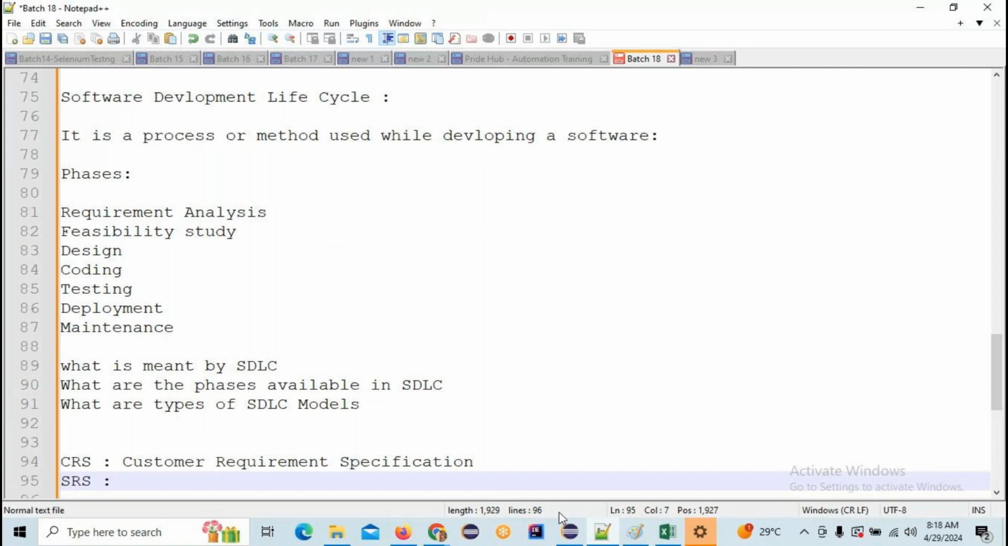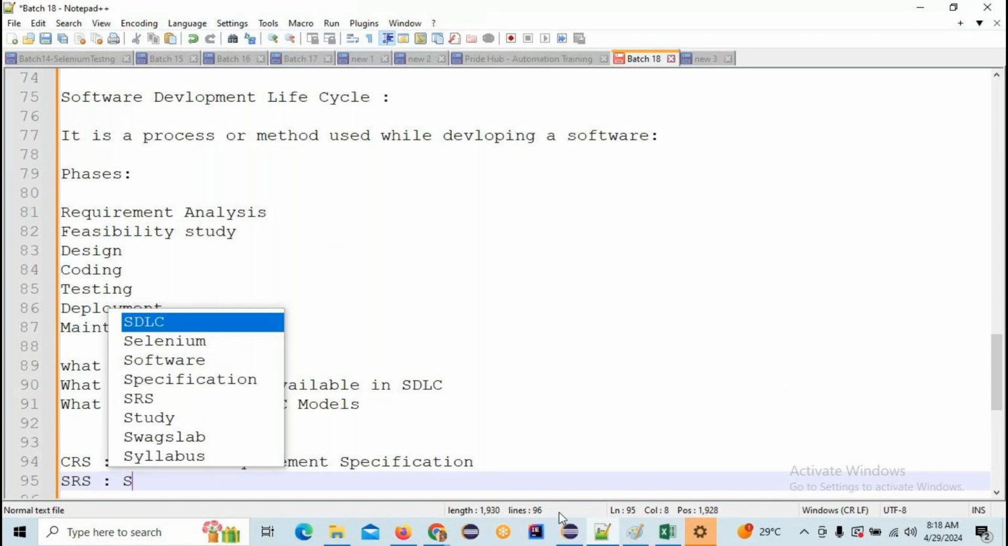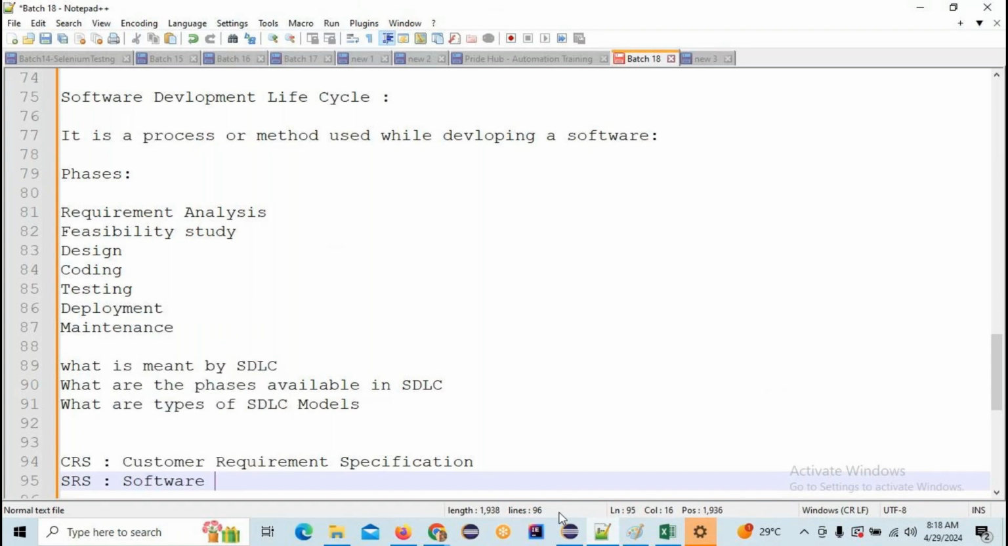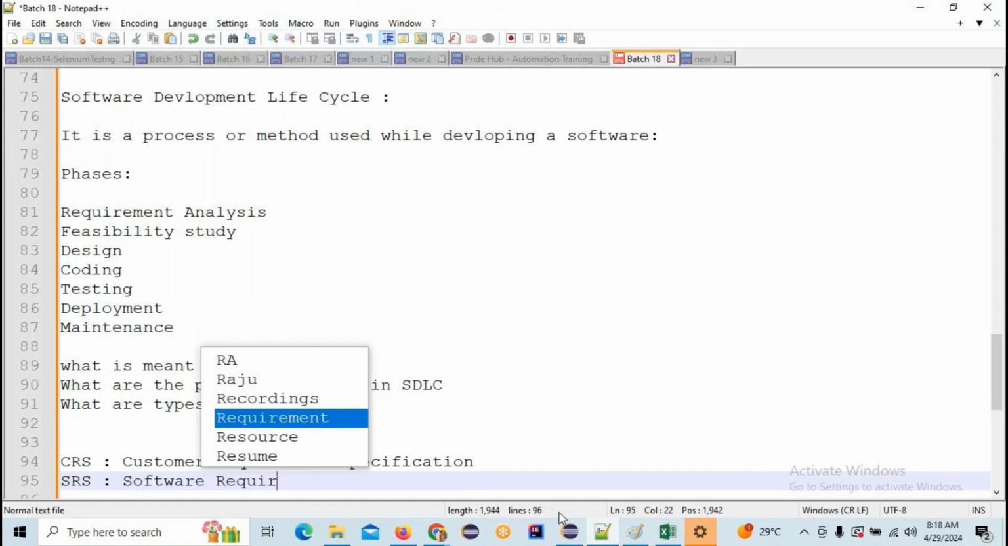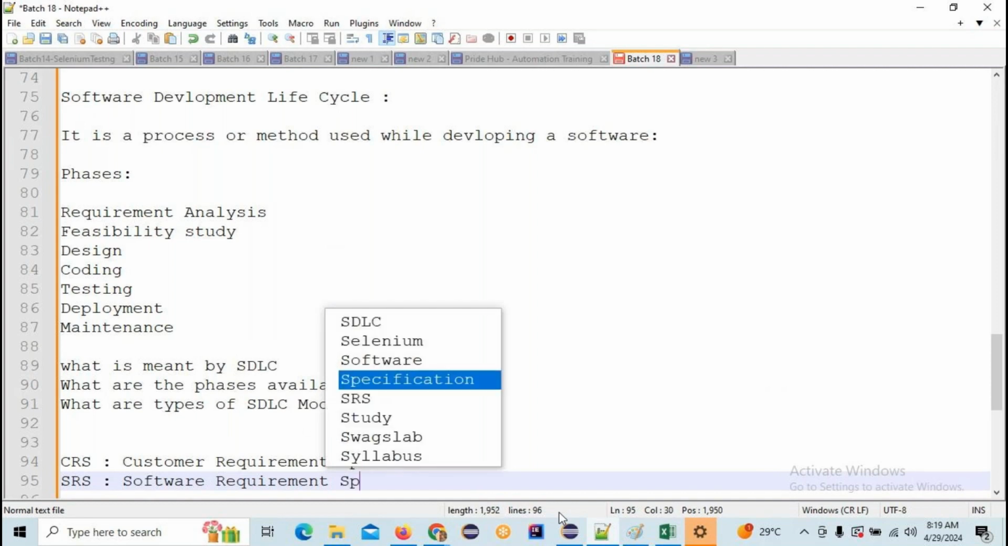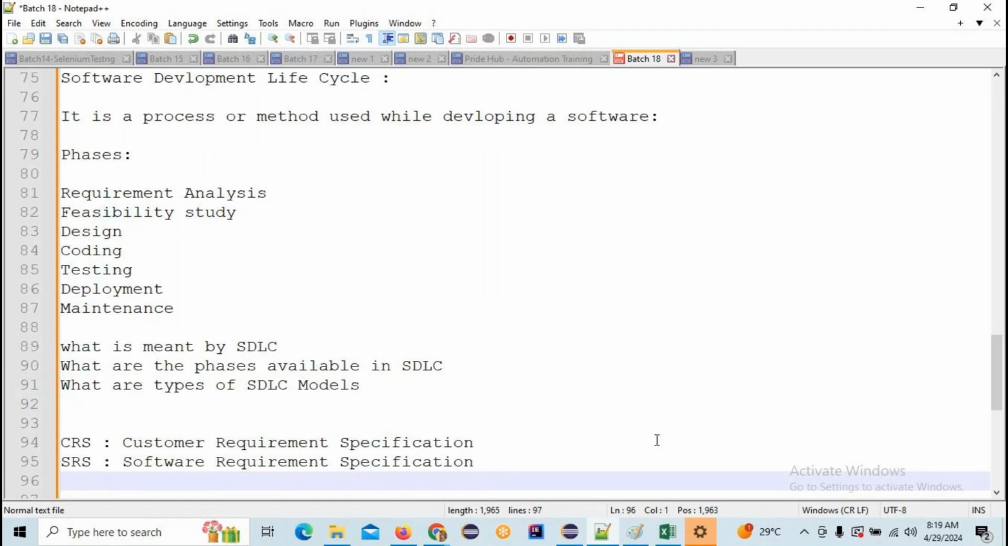So whenever that CRS document reaches the software company, it becomes a software requirement specification. It means that initially it is in business terminology. Once it reaches the software company, it becomes the software requirement specification.